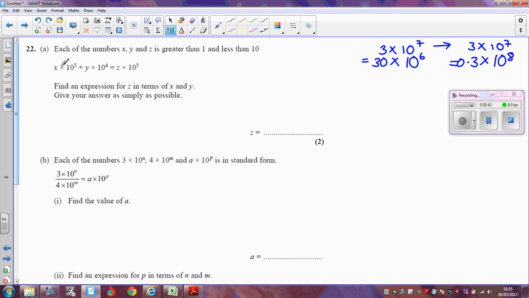Now, let's say here we've got 3 numbers, x, y, and z. Each of them is between 1 and 10. So each of these numbers is in standard form. The only trouble at the moment is we've got to write z in terms of x and y.